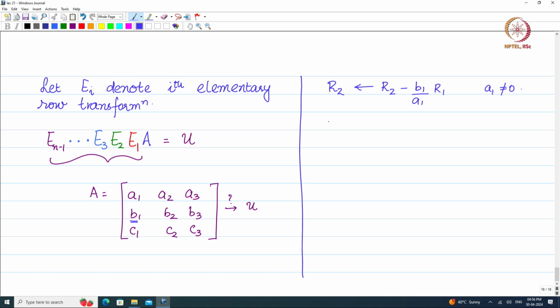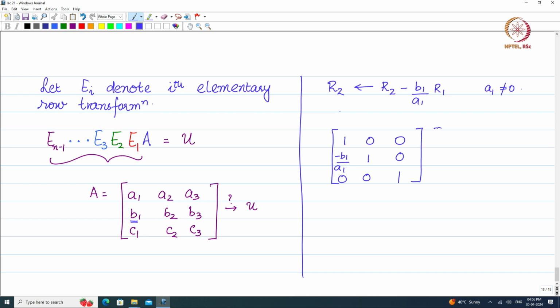Therefore, what do I get? I basically get E1. E1 is basically replacing the identity matrix with the transformation that we are going to do, which is basically 1 0 0. The second row has to be changed. So the second row is going to be minus B1 by A1 times the first row, and the second row is retained as such, 0. Then I am going to get 0 0 1.